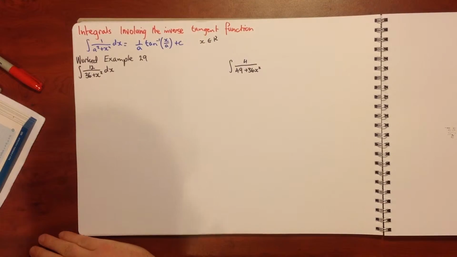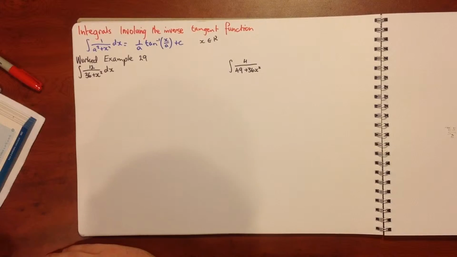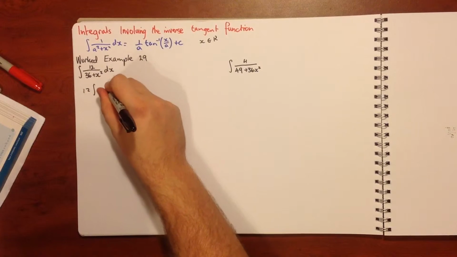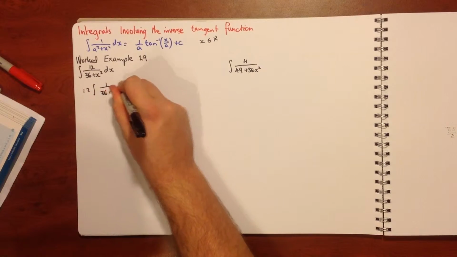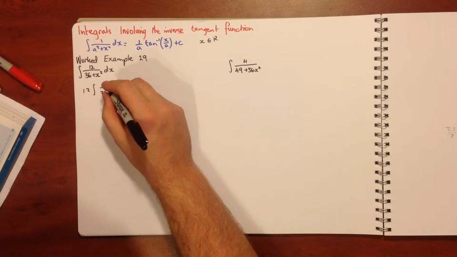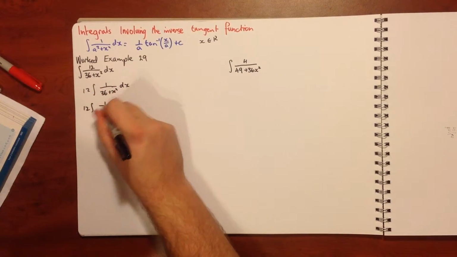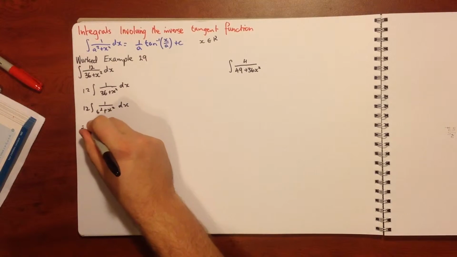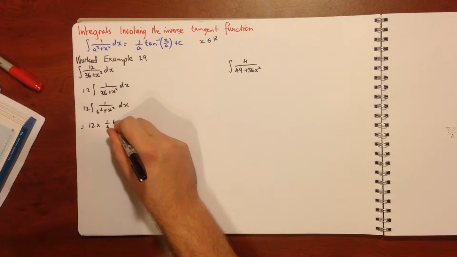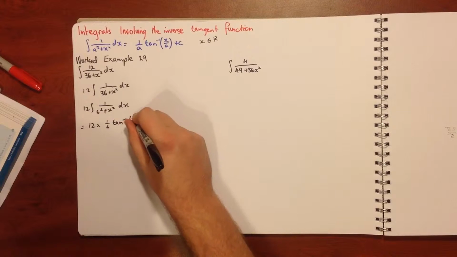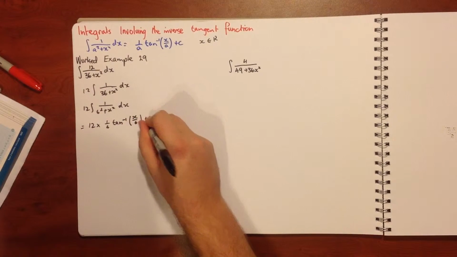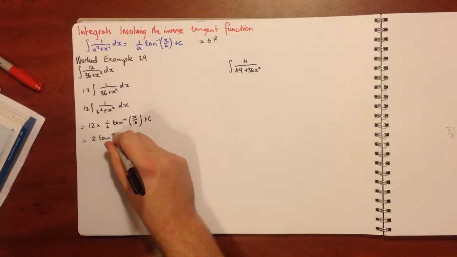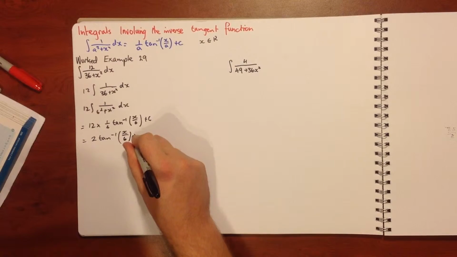So we're looking at worked example 29, and we need to integrate 12 on 36 plus x squared. We can simply take our 12 outside and have 1 on 36 plus x squared dx, which is 12 outside of 1 over 6 squared plus x squared dx, which means we get 12 times 1 on 6 inverse tan of x on 6 plus c. 12 times the 6 gives us 2, so we've got 2 times inverse tan of x on 6 plus c.